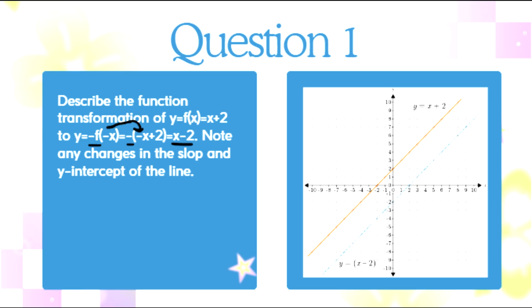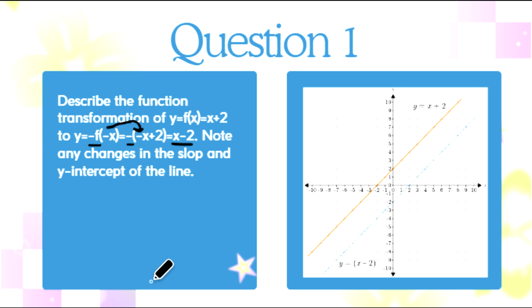Here is question number 1. Describe the function transformation of y equals f of x equals x plus 2 to y equals negative f of negative x. The negative f goes outside and changes the whole problem. The negative x goes to each x. Okay, now they're showing you how to distribute this negative. So this negative goes to this negative and makes it a positive. This negative goes to this positive and makes it a negative. So your final formula is this, x minus 2. Don't worry about it if it didn't make sense now. We'll do it in another lesson.